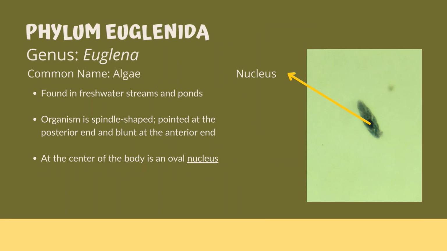Its genus is Euglena. Common name is algae. Found in freshwater streams and ponds, the organism is spindle-shaped, pointed at the posterior end and blunt at the anterior end. At the center of the body is an oval nucleus as seen on the image.